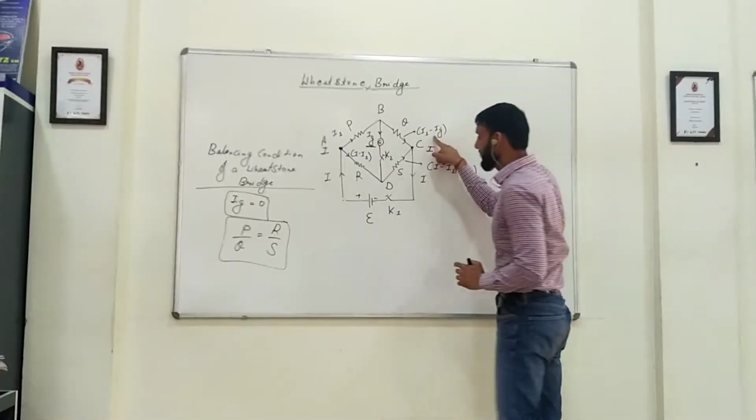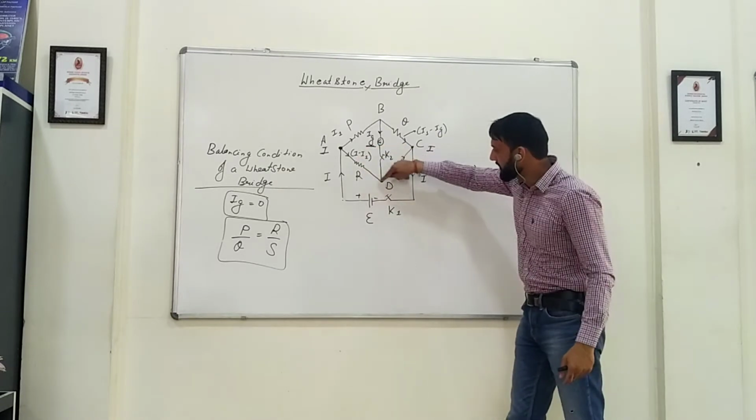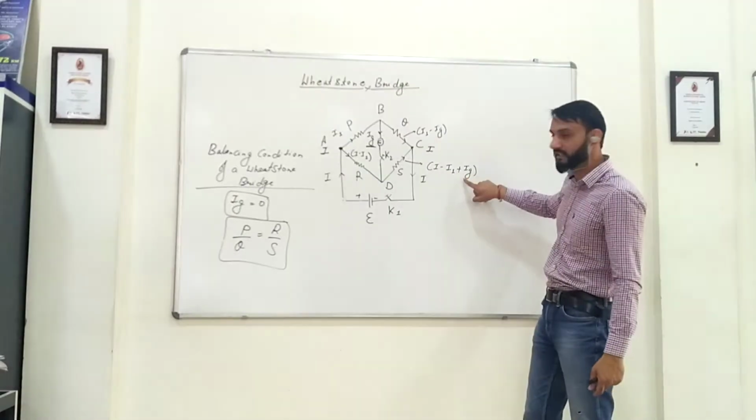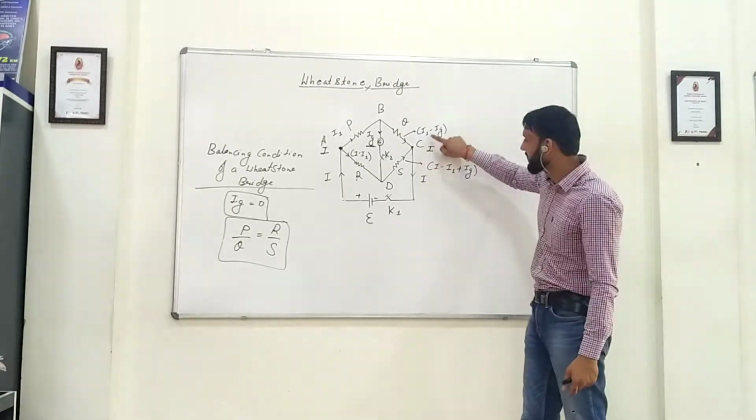So this was done. This I minus I1 is coming. Ig is coming at this junction. They both meet and form I minus I1 plus Ig. Now at this point, these two currents will meet.